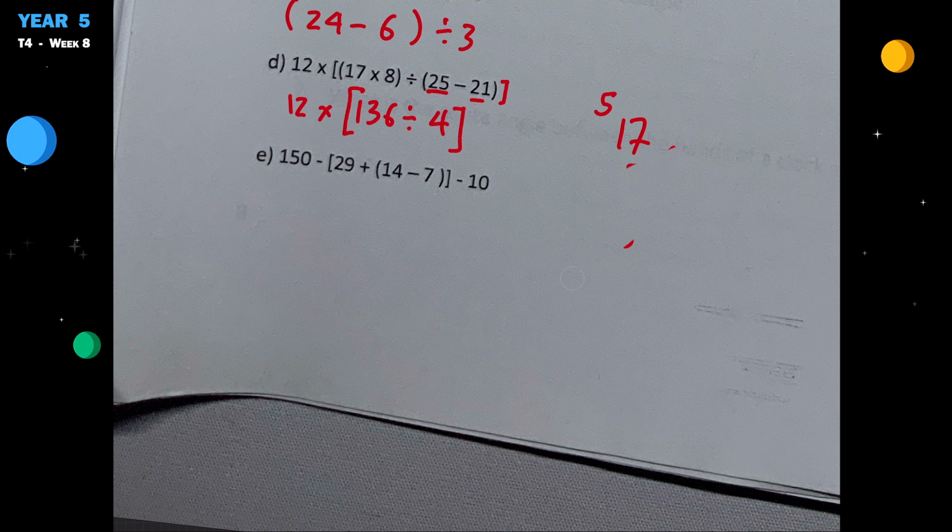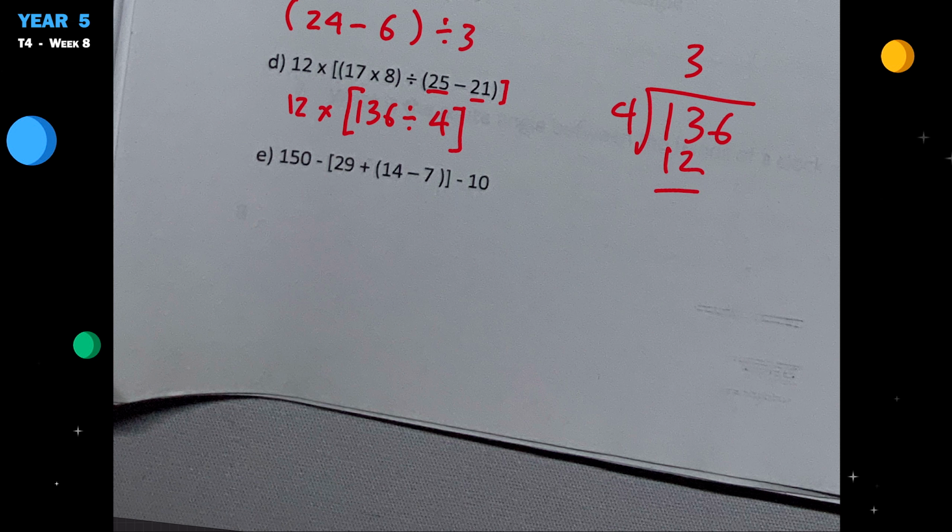Now let me just rub this out. 136 divided by 4. 13 divided by 4 is 3. 3 times 4 is 12. Take away, you get a remainder 1. Bring the 6 down. 6 divided by 4 is 4. So therefore, this turns into 34.